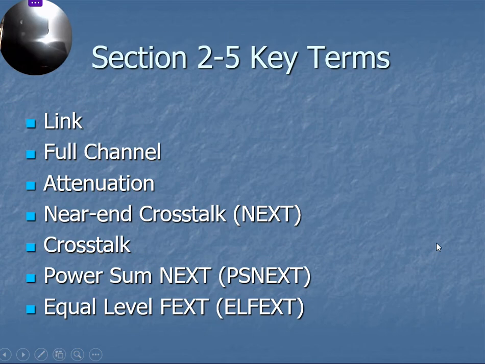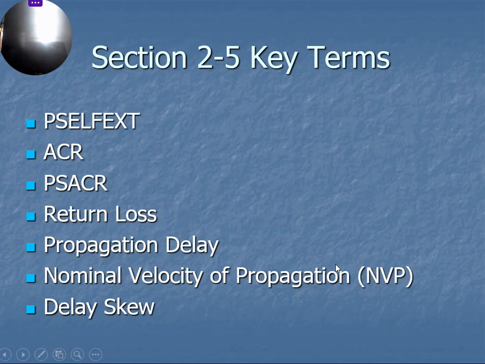Now let's take a look at all the terminologies that we have used. We've talked about the link, we talked about the full channel, the attenuation, the near end crosstalk, we talked about crosstalk itself, we talked about power sum NEXT, we talked about equal level NEXT. So these are some of the things we talk about: PSELFEXT, ACR, the attenuation crosstalk ratio, power sum attenuation crosstalk ratio, return loss, propagation delay, nominal velocity of propagation, delay skew. All of this we've talked about, and thank you.